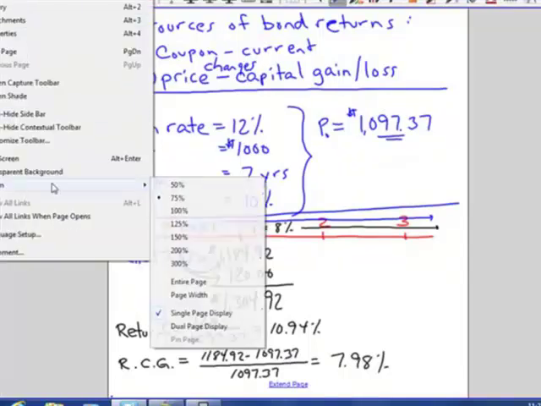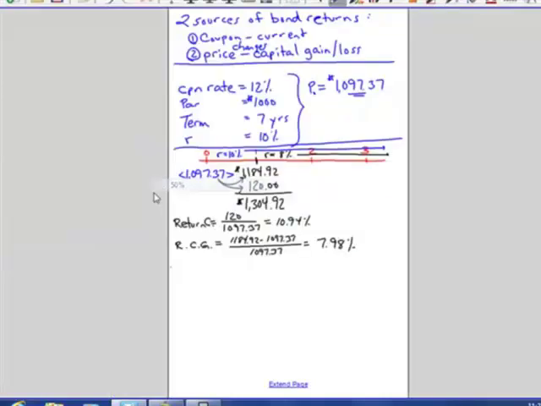Let me try to find the zoom here. Oh, already at 75%. No wonder it's so small.